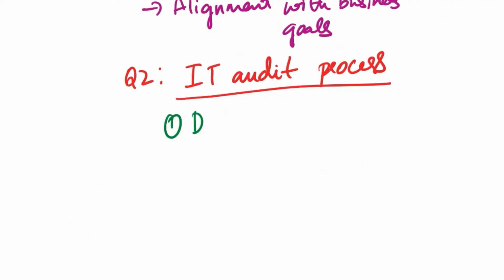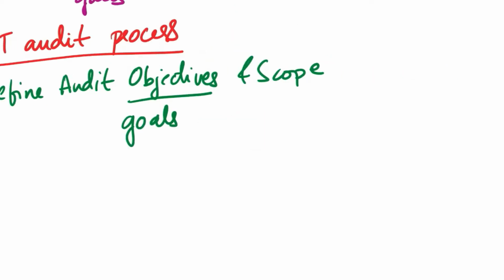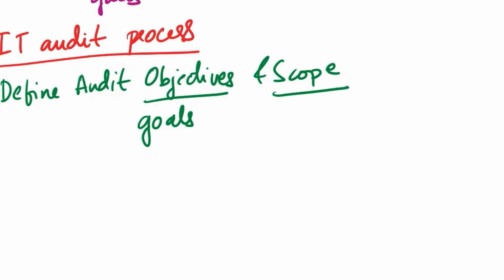Step 1 is to define audit objectives and scope. The objective definition should clearly define the goals and the objectives of the IT audit. Like, what are you trying to achieve through the audit? Common objectives include assessing IT security, compliance, or operational efficiency. And then specify the scope of the audit by identifying the systems, processes, and areas that will be audited. Ensure that the scope is well defined and agreed upon.